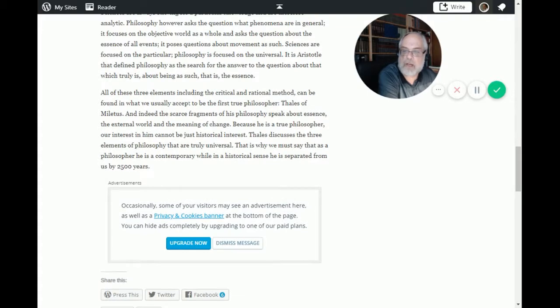All of these three elements, including the critical and rational method, can be found in what we usually accept to be the first true philosopher, Thales of Miletus. And indeed, the scarce fragments of his philosophy speak about essence, the external world, and the meaning of change. Because he is a true philosopher, our interest in him cannot be just historical interest. Thales discusses the three elements of philosophy that are truly universal. That is why we must say that as a philosopher, he is a contemporary, while at the same time, in a historical sense, he is separated from us by a gap of about 2,500 years.